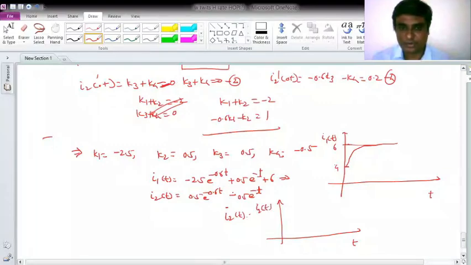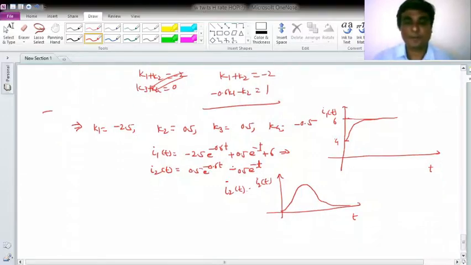So initially at t equal to 0, it is 0. Okay, and then as t increases, it increases exponentially. Again, as t tends to infinity, e raised to minus infinity and e raised to minus infinity, so again it will be 0. Okay, so it will go like this, as we have already seen during the solution of the second order circuit. So this way you can solve the dynamic circuit if it consists of more than one mesh.